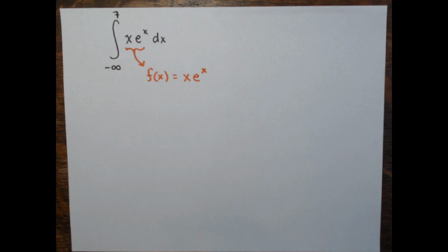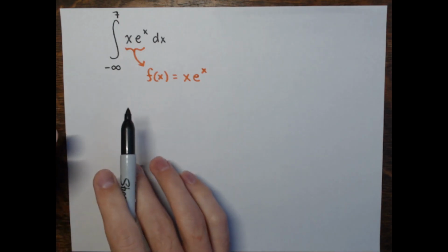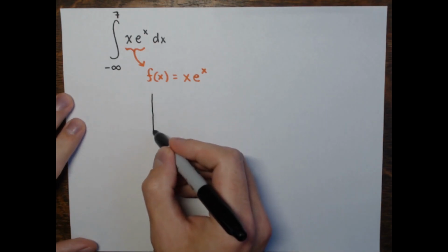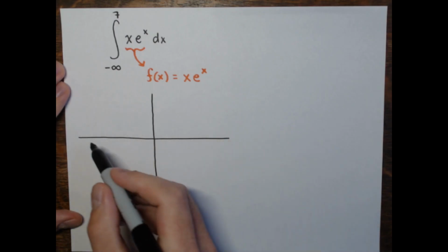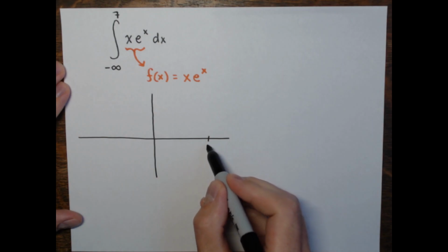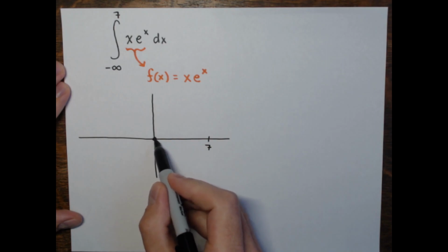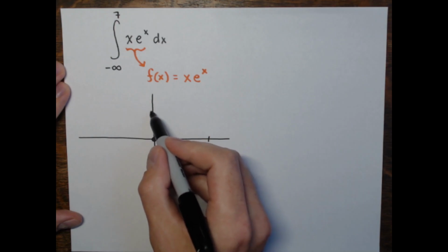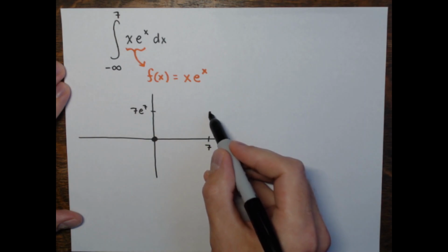And I'm going to be drawing a very, very rough sketch of this. I'm not going to go through the whole derivative and second derivative to look for intervals of increase and decrease and inflection points or anything. I'm just going to draw a very, very rough sketch of this function from negative infinity up to positive 7 here. Now, I would know that (0, 0) is on the graph of this. And then when x is 7, you'd have 7 times e to the 7th power. That'd be a pretty reasonably sized number.